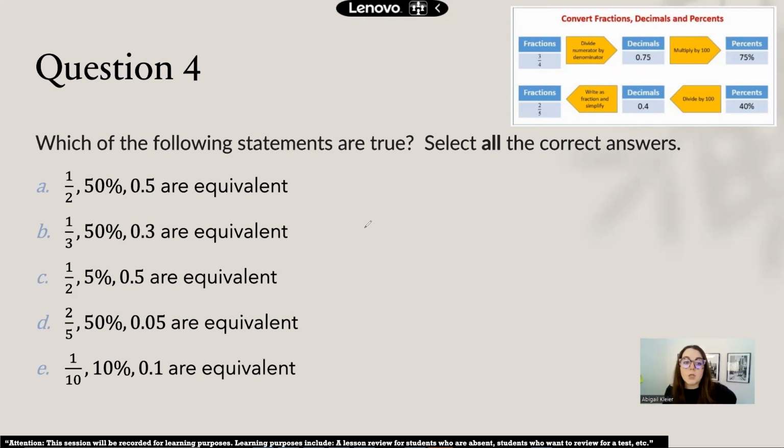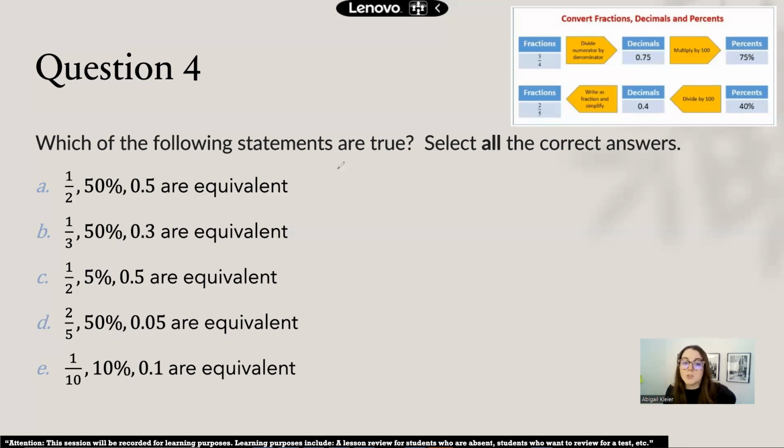So I'm just going to quickly go through all of these. You're going to find that some of them are correct. When you see a correct one, go ahead and select it. When you see an incorrect one, go ahead and exit off. Like I said, more than one answer on question 4 is correct. So looking at A, we have 1/2, 50%, and 0.5. Are those all equivalent?